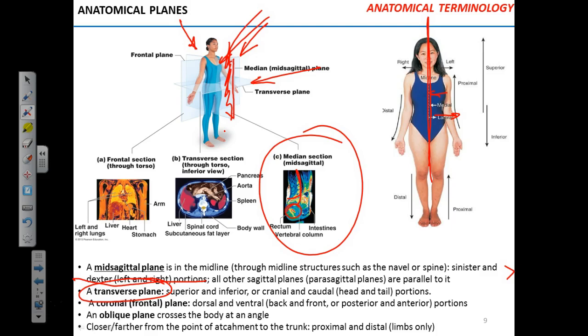Now there's an oblique plane which is not shown on this picture. The oblique plane is the one that cuts the body at an angle. It doesn't have any directional terminology associated with it. Something like this. Okay, that's an oblique plane. You can have as many oblique planes at as many angles as you want. How many transverse planes are there? Transverse.